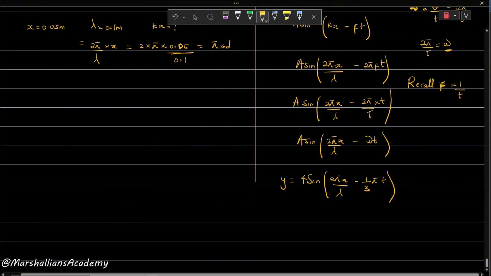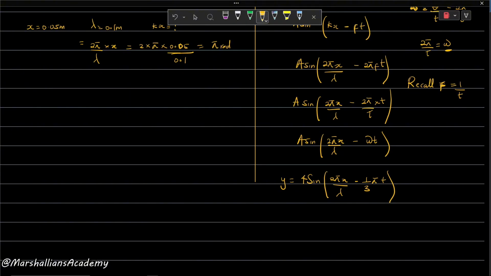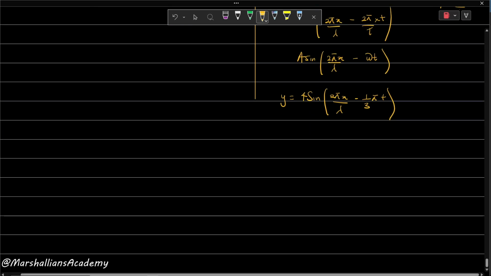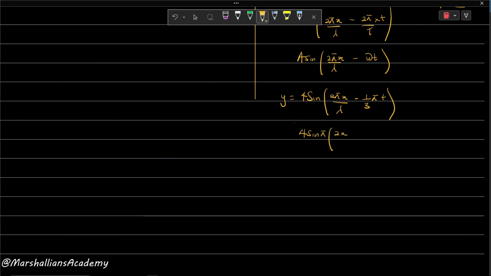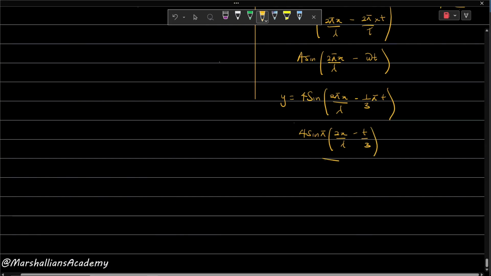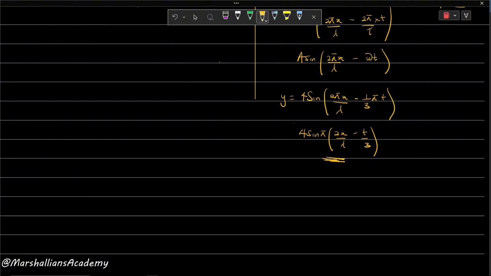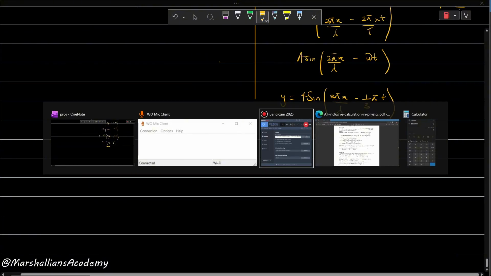Is there any other thing we could do? Yeah, I think I could factor out pi in this equation. If I factor out pi, I'm going to be having 4 sine pi into bracket 2x over lambda minus t over 3. All right, this is the way I'm going to leave my answer. Let's go to the next question.